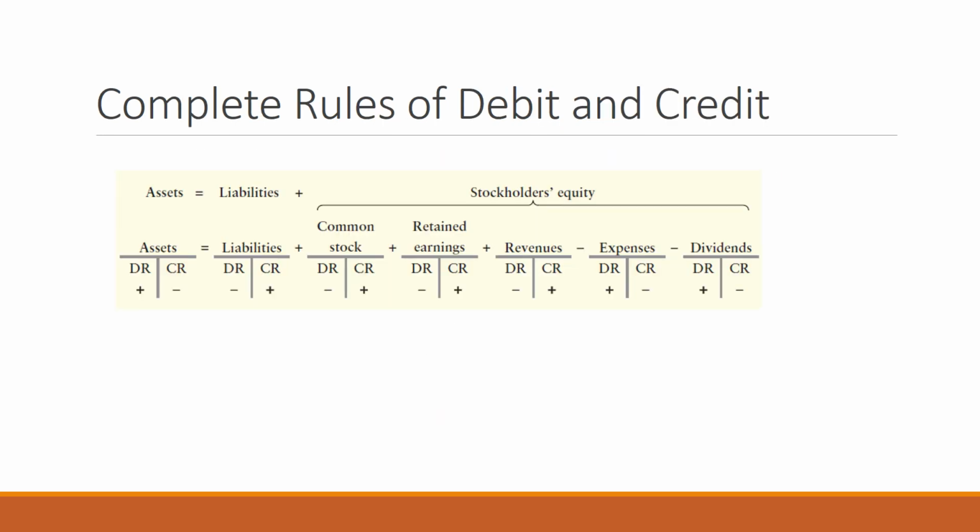And so now we have our complete rules of debit and credit. Notice at the top our accounting equation, assets equals liabilities plus stockholders' equity, but we have broken down stockholders' equity into its 5 components. Assets, of course, increase with a debit entry and decrease with a credit entry. Again, on the other side of the equal sign, liabilities decrease with a debit entry and increase with a credit entry. Now, like we've seen with stockholders' equity, we have to break this down into its 5 components, but in general, it operates the same way. Increases with a credit entry and decreases with a debit entry.